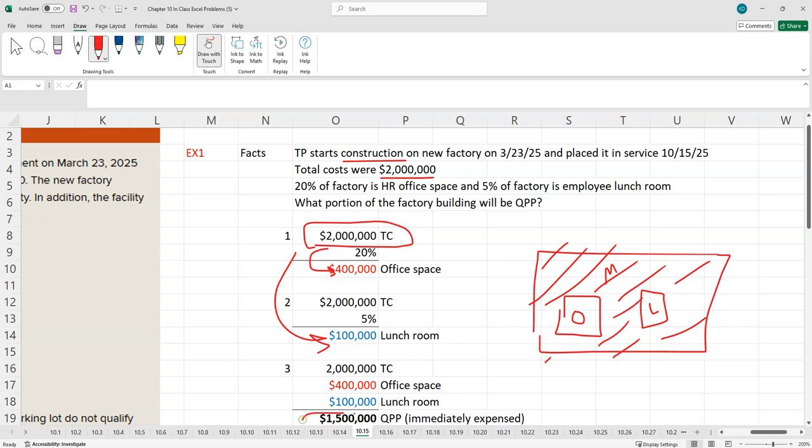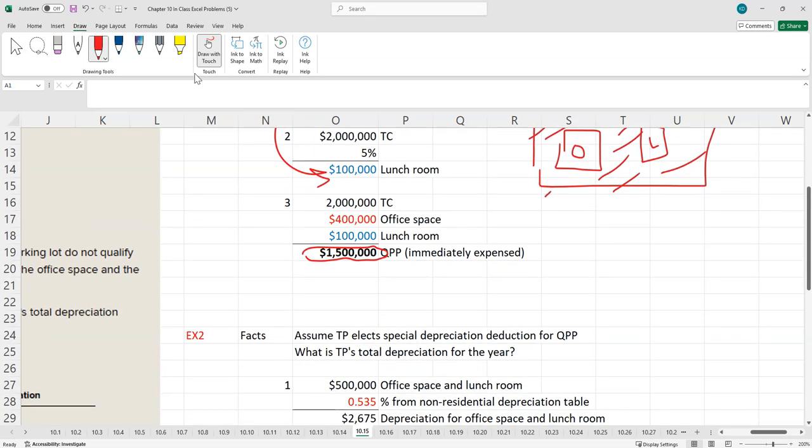Right, that's kind of this guy down here. You only get it for that. The offices, these kind of non-manufacturing stuff, you would essentially just apply that kind of regular MACRS on.